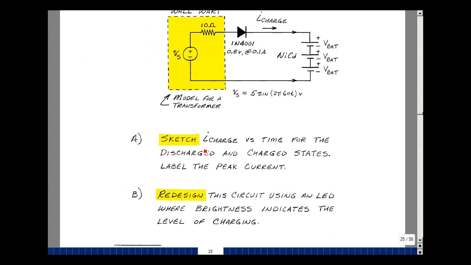First, let's sketch the charging current versus time for the discharged and charged states of the calculator, and let's label the peak currents. It'd be kind of nice if this was an LED and we could use that as an indicator to indicate whether we're fully charged or not. We're going to put an LED in here and redesign this circuit.